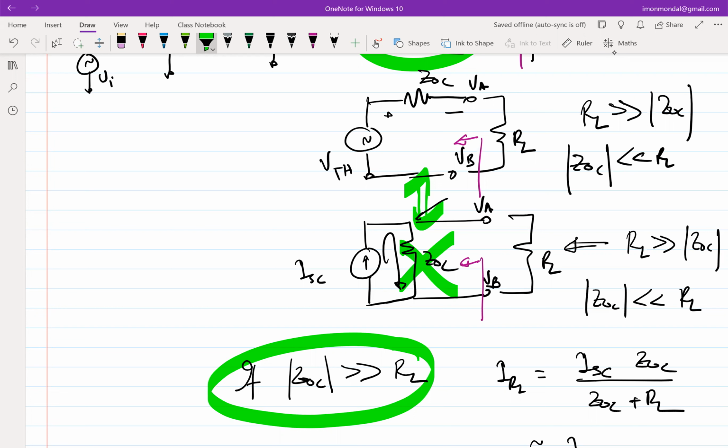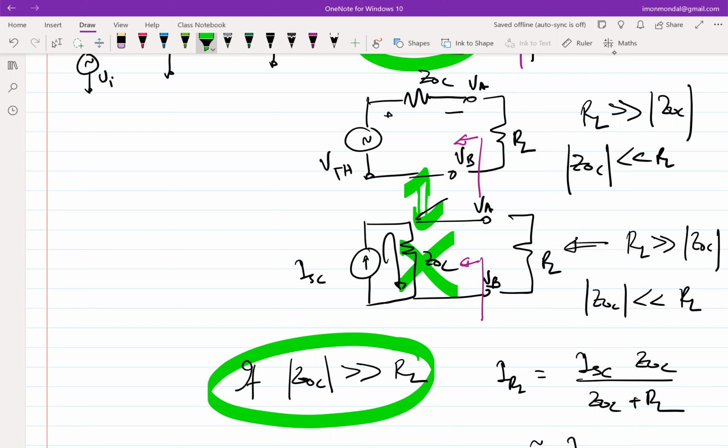Then what is the condition that RL should be greater than ZOC? What is this condition for? You tell me now. Or ZOC much less than RL? What will that give us? The total current will go to ZOC. Fine. And yes, total current will go through ZOC. So it's not a current source then, right? Not a good current source. Then is it a good voltage source?